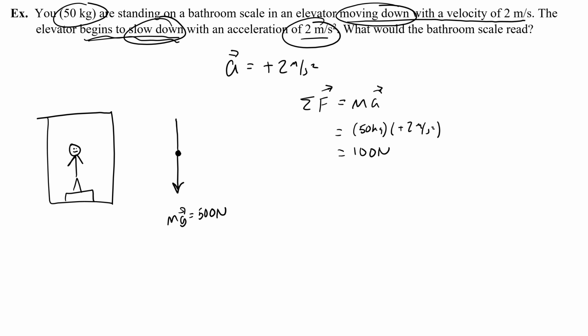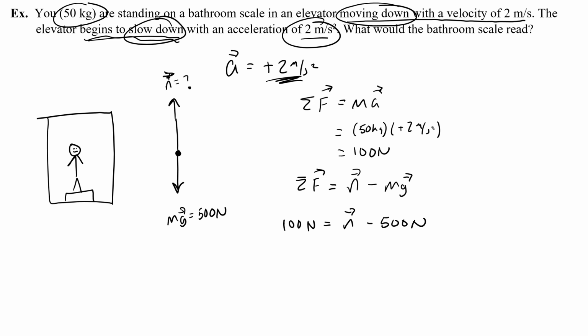The normal force. I know the normal force has to be bigger because the acceleration and the net force are positive. Well, what is it? This is where we write our equation. Remember, the weight is negative and the normal force is positive because normal force points up, weight points down. And now I know the net force is 100 newtons. The normal force is what I want to find, and the weight is 500 newtons. So this tells me that the normal force is equal to 500 plus 100, or 600 newtons, because I add the 500 to both sides.